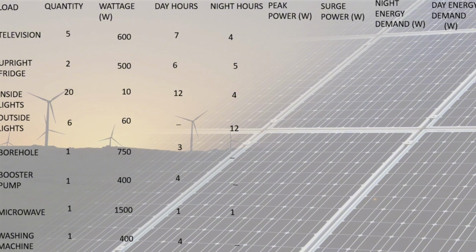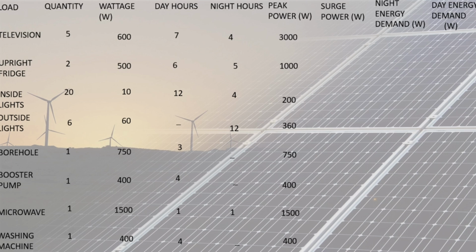So our televisions have 5 multiplied by 600, which is 3000 watts. Our upright fridge, 2 multiplied by 500, we get 1000 watts. 20 multiplied by 10, we get 200. 6 multiplied by 60, we get 360. 1 by 750, we get 750. 1 by 400, we get 400. 1 by 1500, we get 1500. 1 by 400, we get 400. Now we are done calculating our peak power for each device.